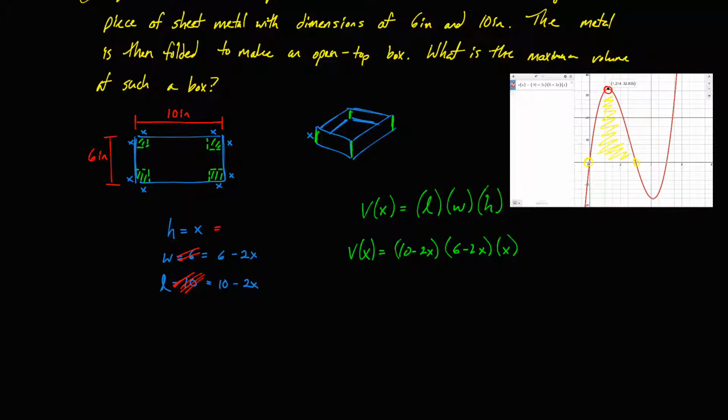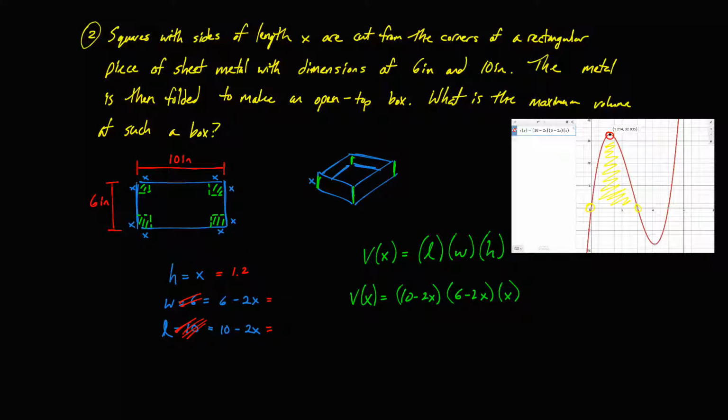So I'm going to simply say that your x here is going to be equal to 1.2, and then we plug in 1.2 for the other two to get those dimensions. And you get 3.6, and 10 minus 2 times 1.2, you get 7.6. And those are your dimensions in inches. Don't forget your units.